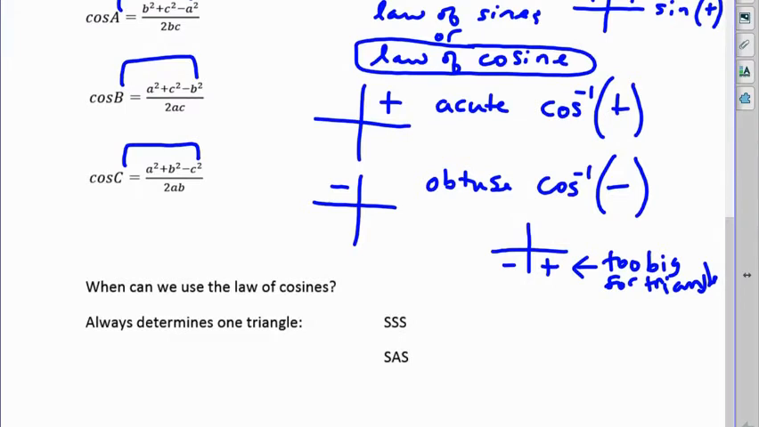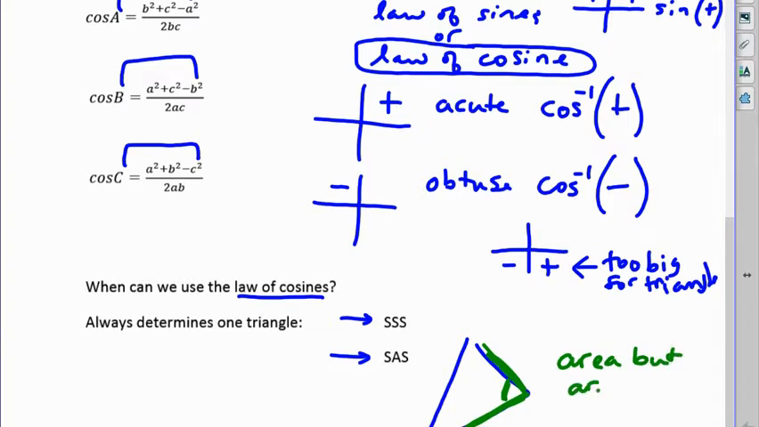When can we use law of cosines? We need 3 pieces of the triangle. We need to have either a side, side, side, or a side angle side. Side angle side would be when you know 2 sides and their included angle, which is kind of helpful for finding area. But remember, area uses sine of the angle. Whatever that angle is, you're going to be using sine. So unlike law of cosines where you're solving for the triangle.